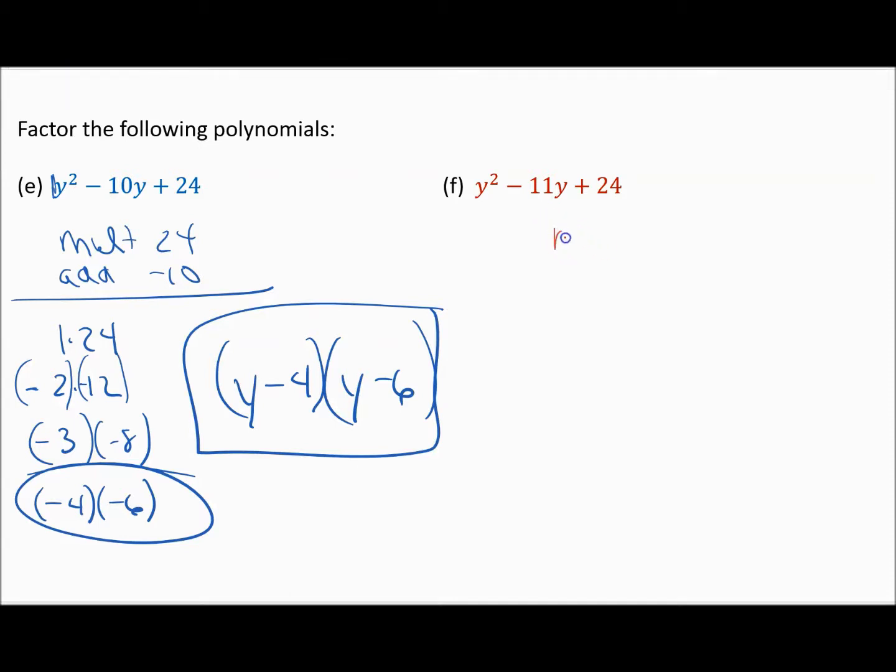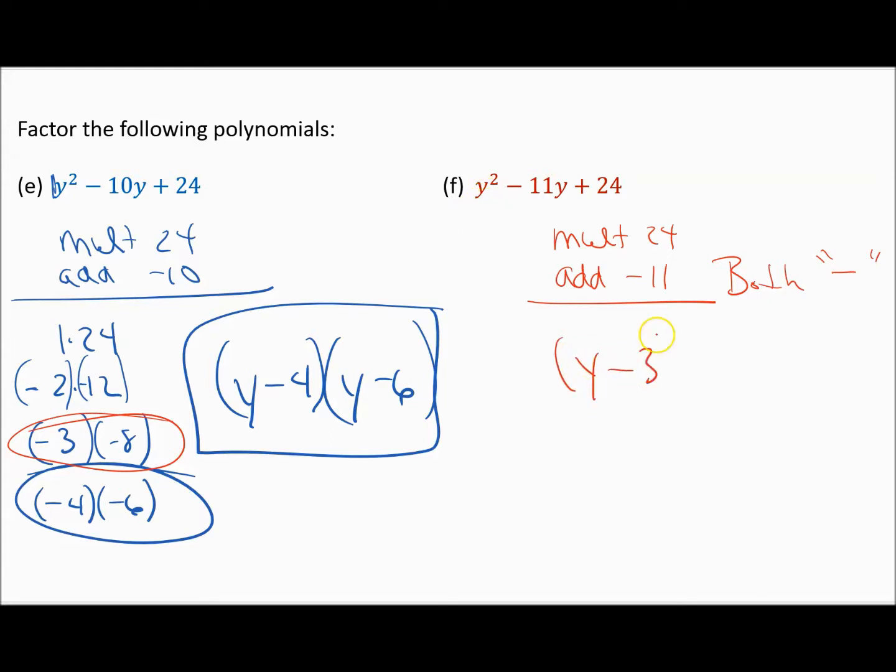And this time I'm going to find numbers that multiply to be 24 and add to be negative 11. So notice it looks very similar. I'm multiplying to be a positive 24. I'm adding to be a negative 11. So once again, both numbers are going to be negative. And we've already checked some of this. Look here. Negative 3 and a negative 8 multiplies to be positive 24 and adds to be negative 11. So this answer is, now check your variable, it's a y. So I do y minus 3 times y minus 8.